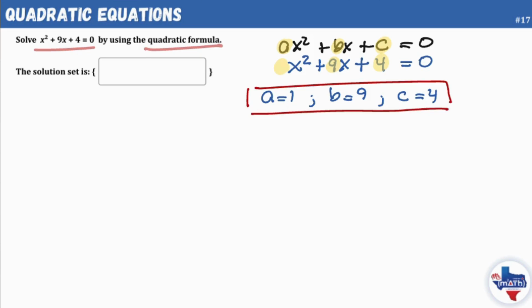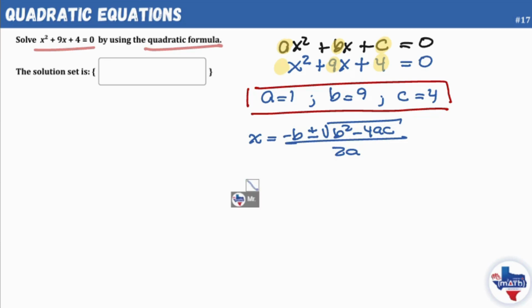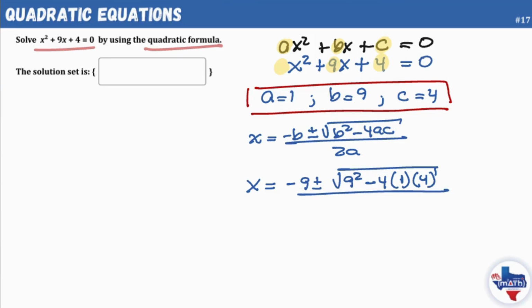Okay, let's remember our general formula says x is equal to negative b plus minus the square root of b squared minus 4ac divided by 2a. Okay, negative b is negative 9 plus minus, we'll have 9 to the square, minus 4 times a, that is 1, times c, that is 4, divided by 2a, 2 times 1.